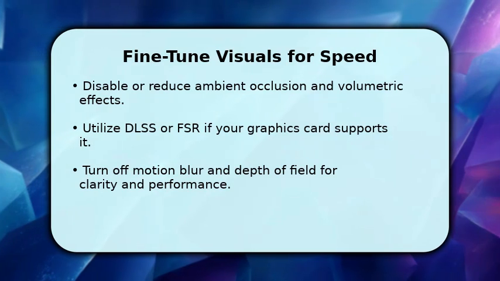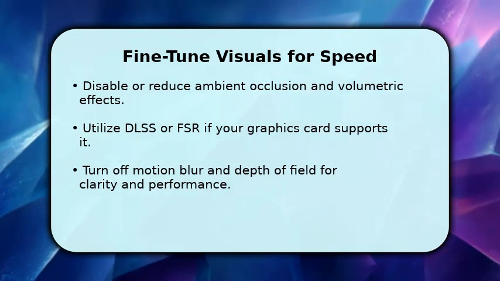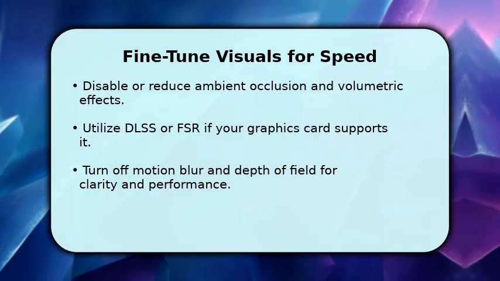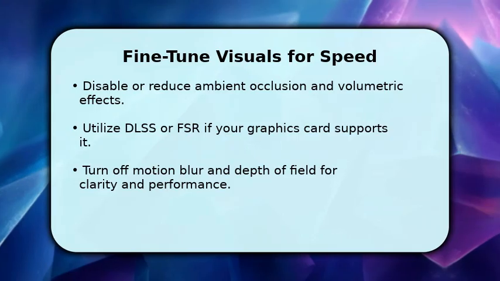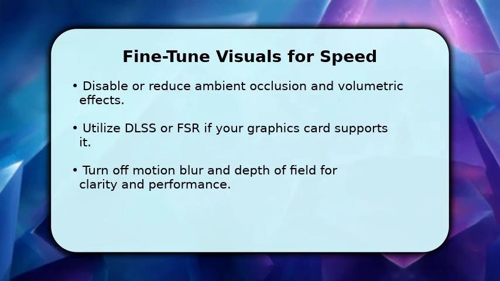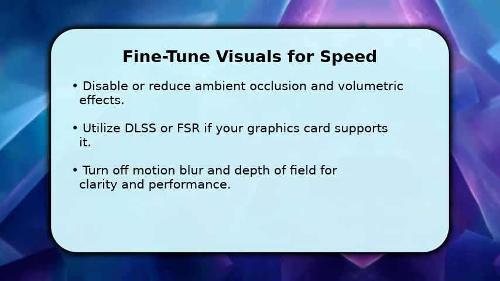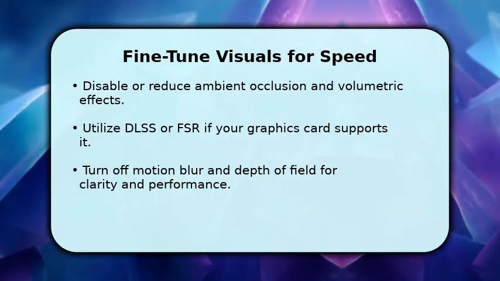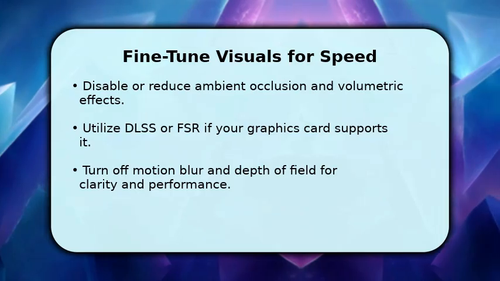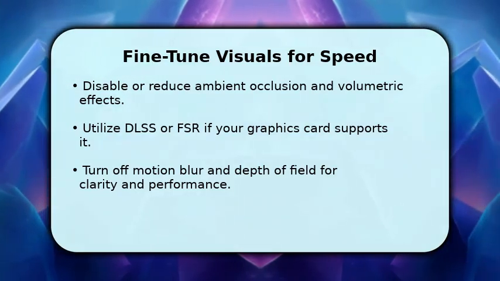Next, let's fine-tune some more specific visual settings for speed. Consider disabling or reducing ambient occlusion and volumetric effects, as these can be quite demanding. If your graphics card supports it, definitely utilize technologies like DLSS or FSR for excellent upscaling and performance. Finally, turning off motion blur and depth of field not only improves clarity, but also contributes to better overall performance, making your journey through the galaxy much more enjoyable.